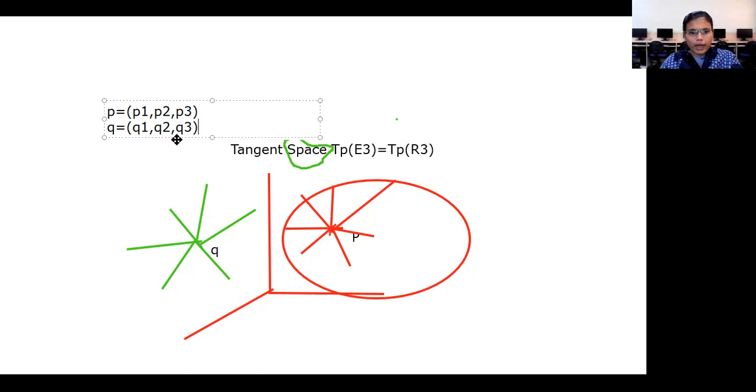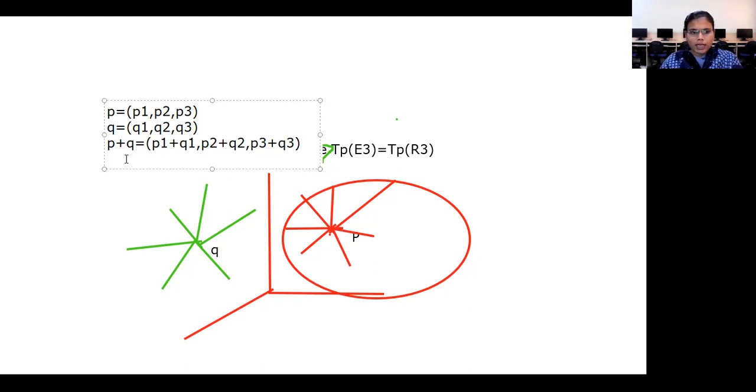So how are you going to add these two vectors? We may add them as P plus Q, which is nothing but coordinate-wise addition, that is P1 plus Q1, comma, P2 plus Q2, comma, P3 plus Q3. Okay.